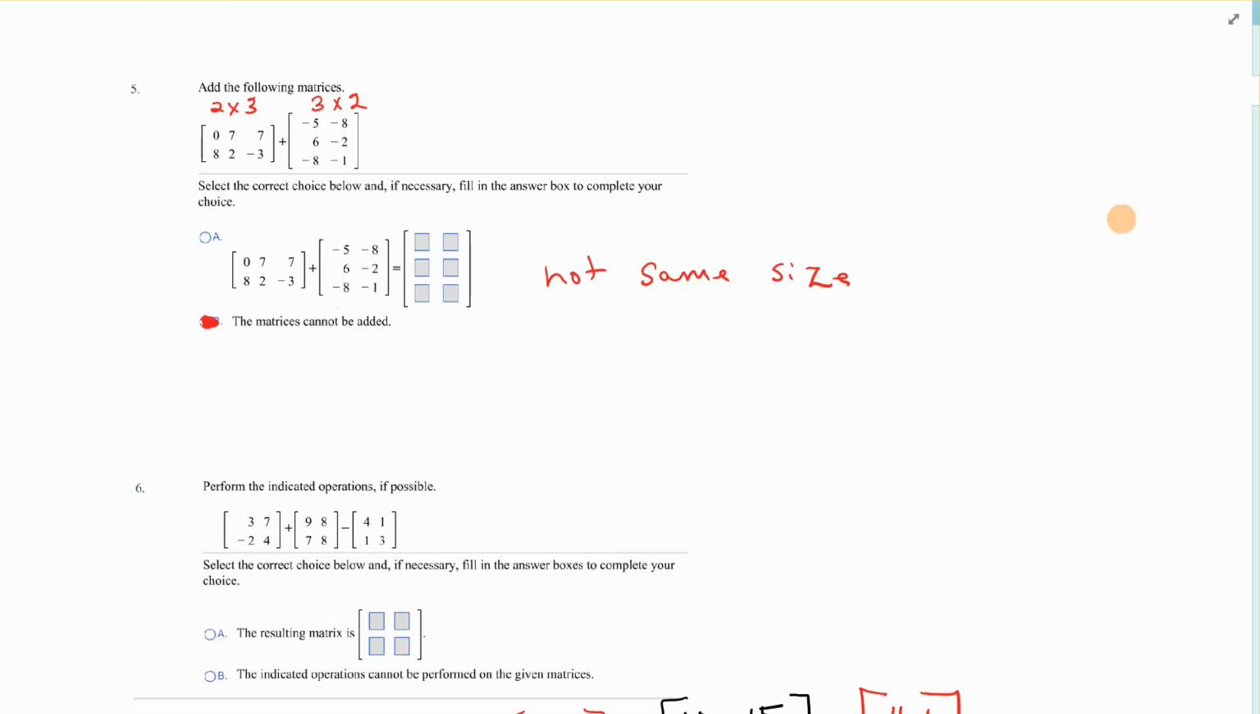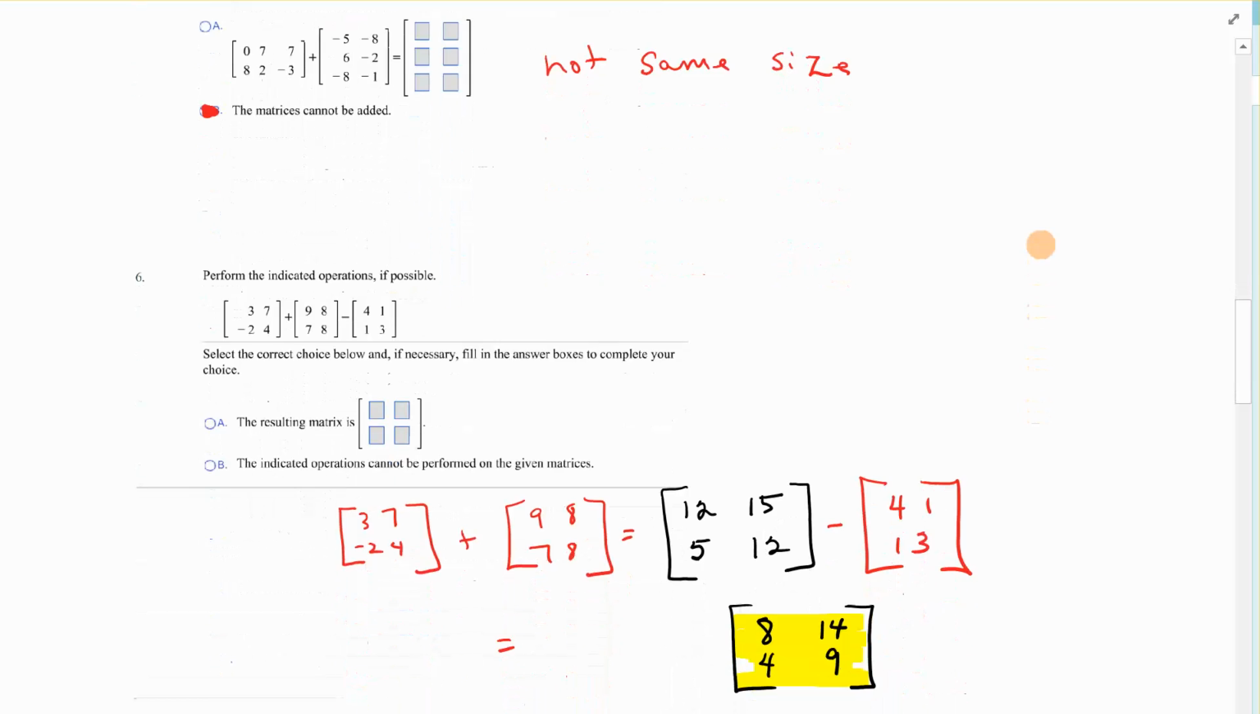Add the following matrices. Well, what did we say? We said they had to be exactly the same size. This is a 2 by 3. This is a 3 by 2. The matrices cannot be added. So be sure you're not trying to do something when it's not even allowed.